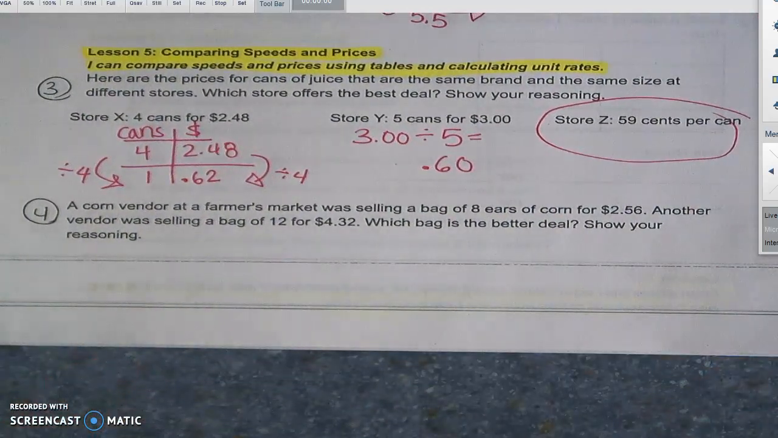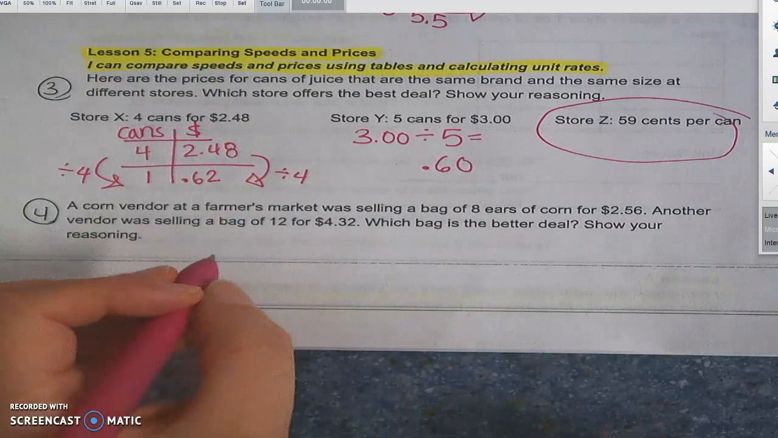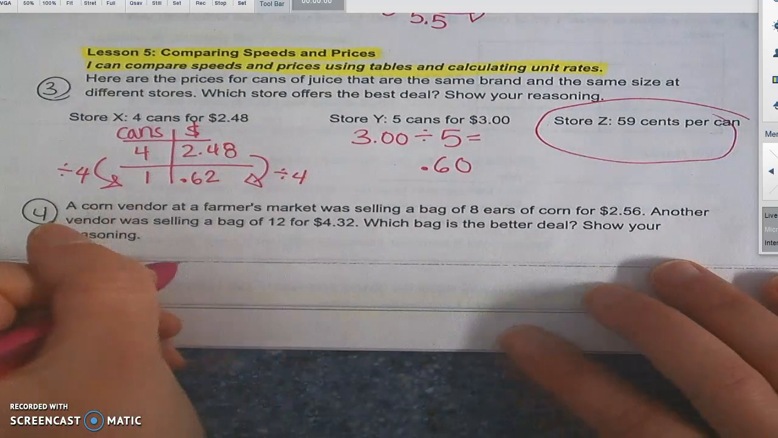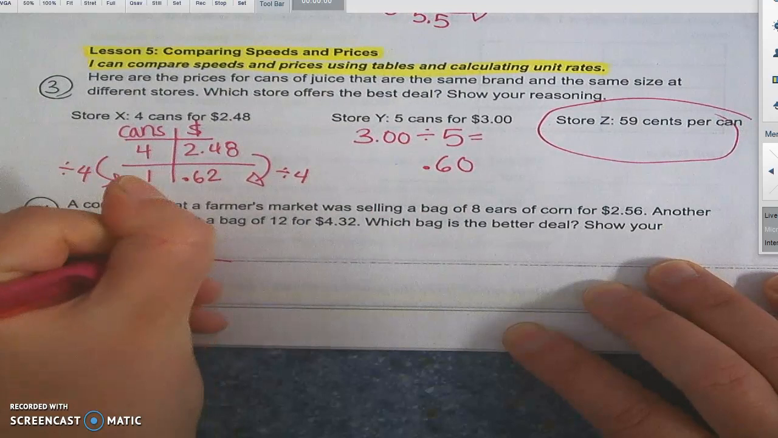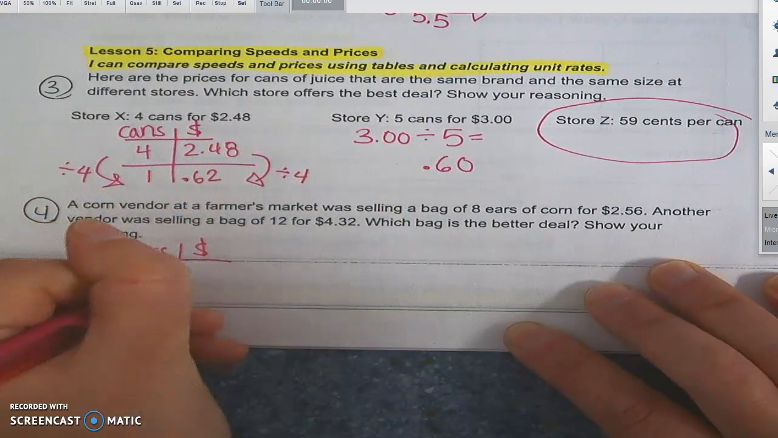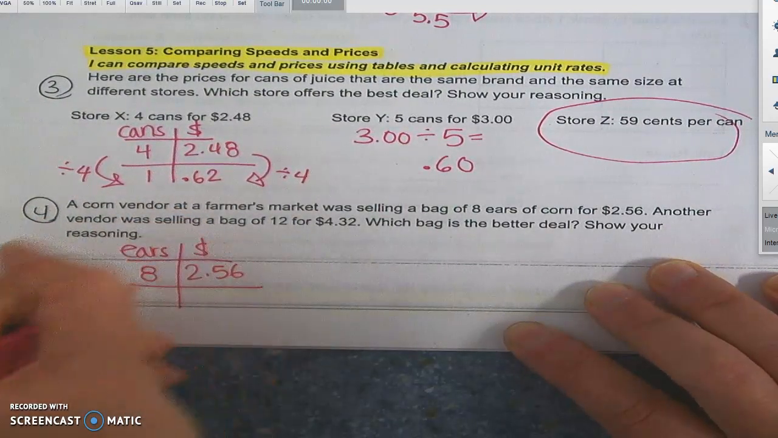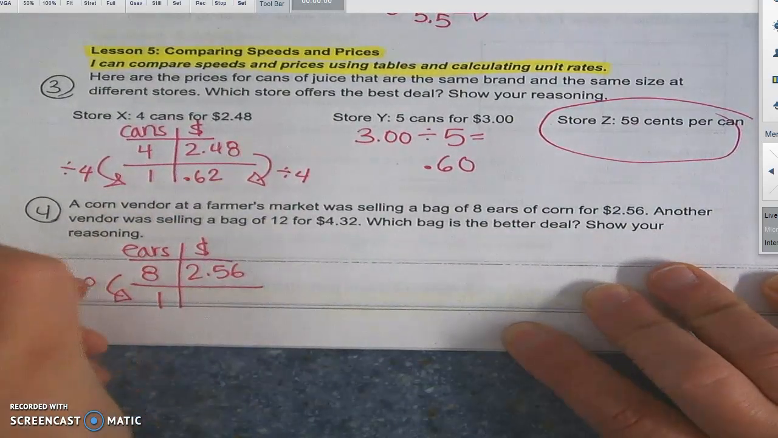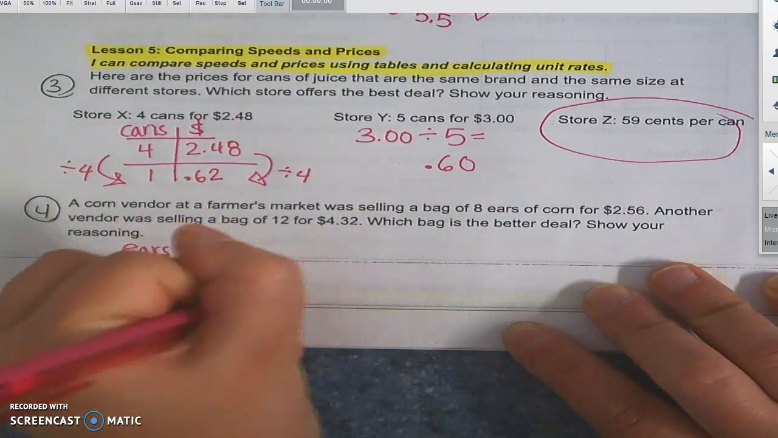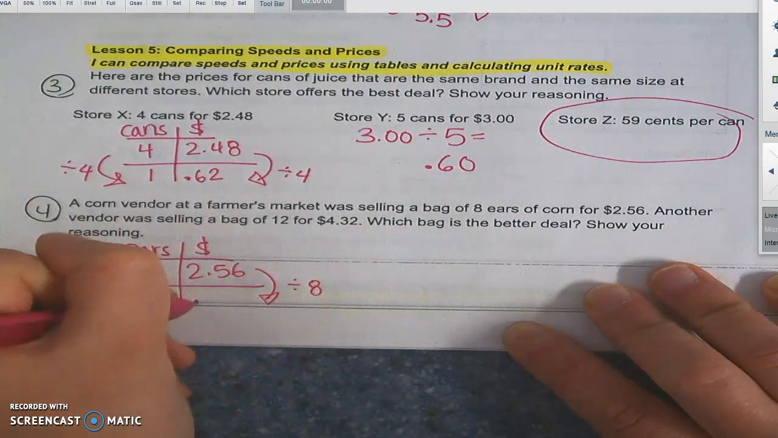A corn vendor at a farmer's market was selling a bag of 8 ears of corn for $2.56. Another one was selling 12 for $4.32. Which bag is the better deal? Again, I could use a table or I could divide. I'm going to do one of each. So this is my ears, this is my dollars. 8 ears of corn are $2.56. I want to find the price for one. So 8 divided by 8 gives me 1. $2.56 divided by 8 gives me 0.32.